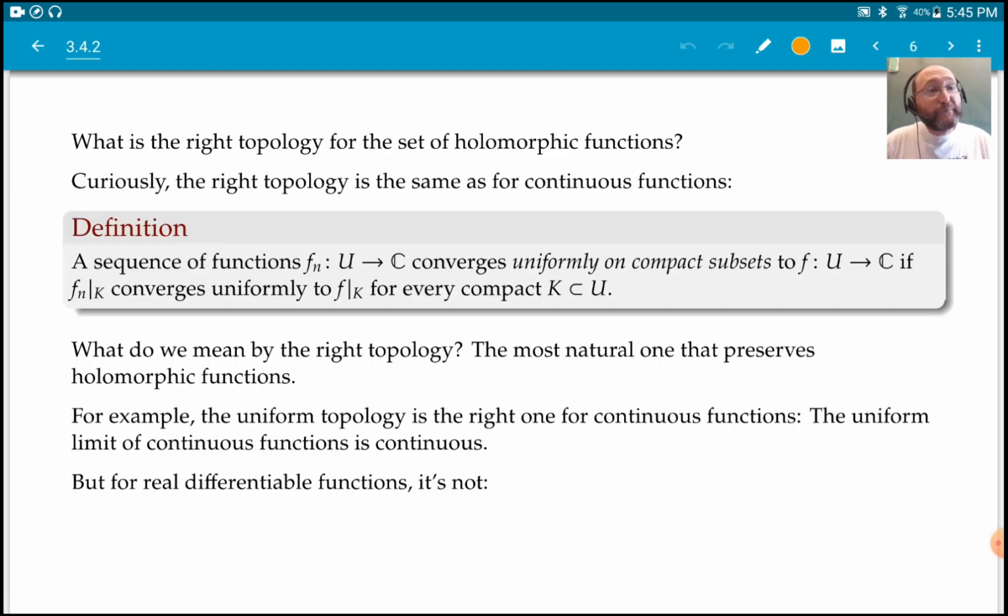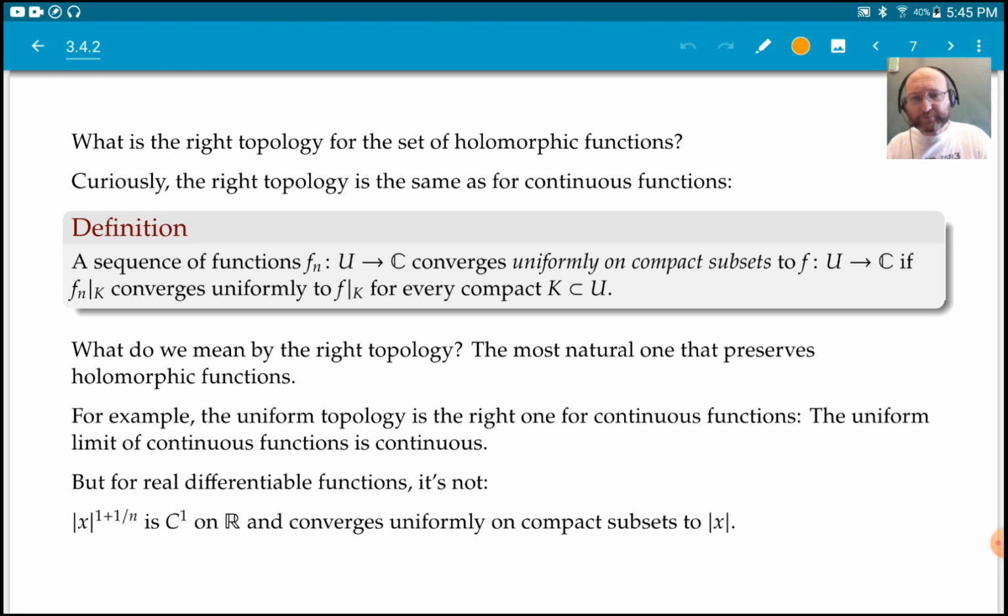But for real differentiable functions, something that's in between continuous functions and holomorphic functions, there are fewer differentiable functions. It's a stronger requirement, but real differentiable functions are just functions with real derivatives. There's way more of them than holomorphic functions, and uniform convergence is not good enough there.